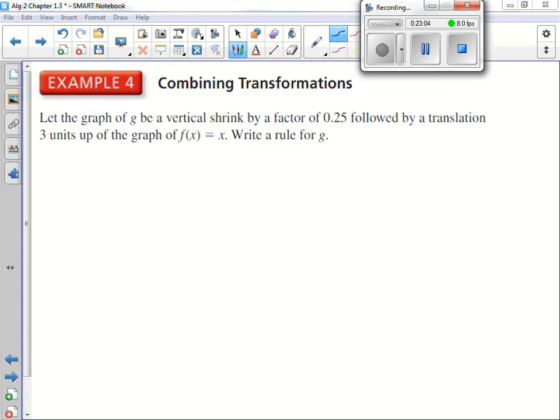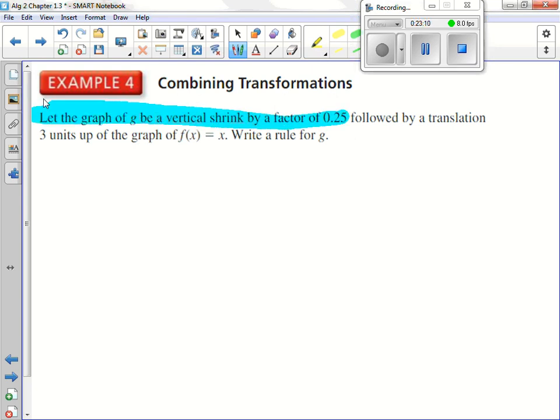First, I'm going to talk you through it: you're going to do the vertical shrink by a factor of 0.25. Once you finish the vertical shrink by a factor of 0.25, you're going to do the translation of 3 units up. You're going to do them one at a time, and you will get the rule for it. So go on and pause this video at this point and work this through.